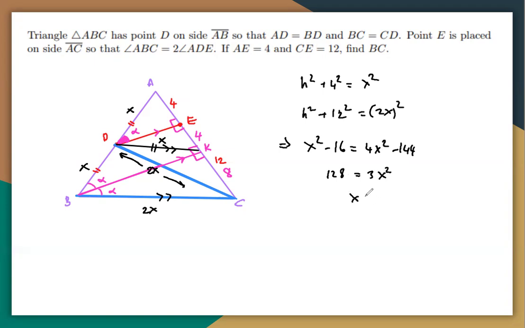And X squared will be 128 over 3. So X will be the square root of 128 over 3. And this is going to be 64 times 2, which is 8 root 2 divided by root 3. And we want to get BC, which is 2X. So if you double this number, you get 16 root 2 over root 3. But we cannot leave it that way, so we need to multiply this by root 3. So that should be 16 root 6 over 3. And that is our answer.